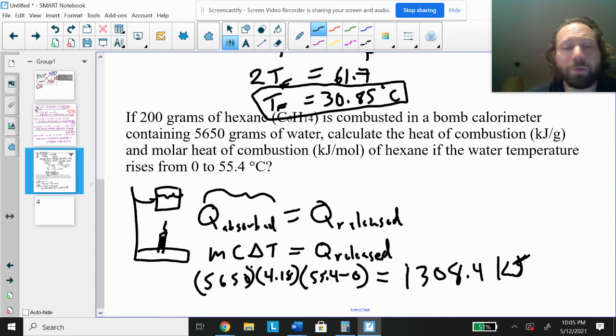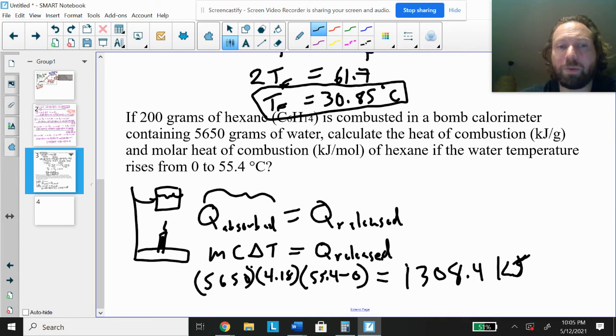Is it a perfect assumption? No, it's not a perfect assumption. Some heat is released to the environment, to the canister, to the calorimeter itself. So inevitably, the amount that's calculated here is probably going to be less than what was actually released by the fuel.